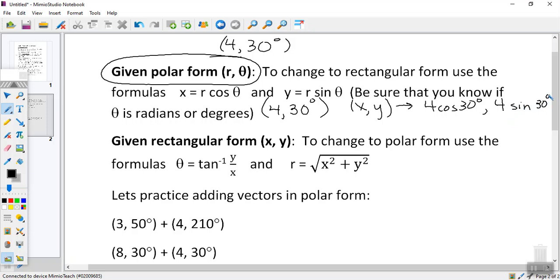All right, I need your help, kiddos. In your calculator, I need to know what 4 cosine 30 is. I think I know it, but I'm going to check. 3.4641. So I'm going to call it about 3.46. Is that okay, kids? Okay, somebody do 4 sine 30. 2.